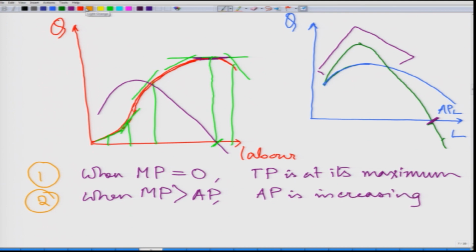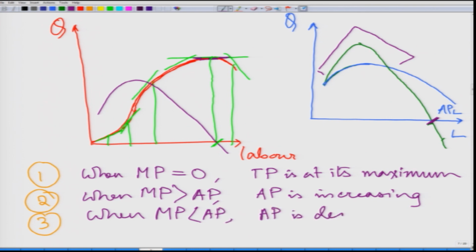Third, when my marginal product is less than the average product, my average product is decreasing. At this point, right? My marginal product is less than the average product and we can see my average product is decreasing.